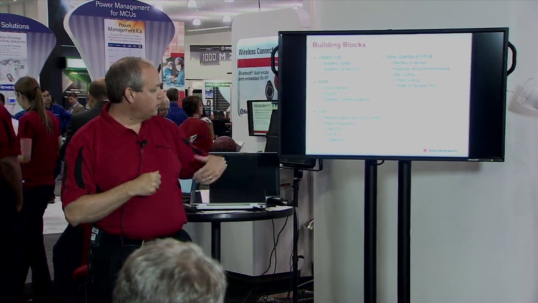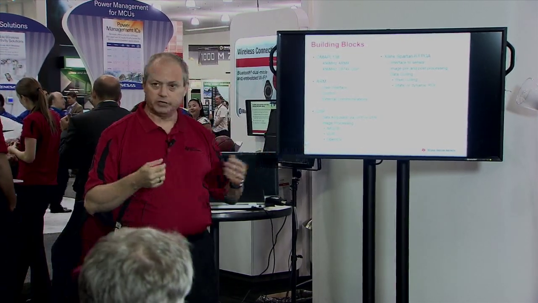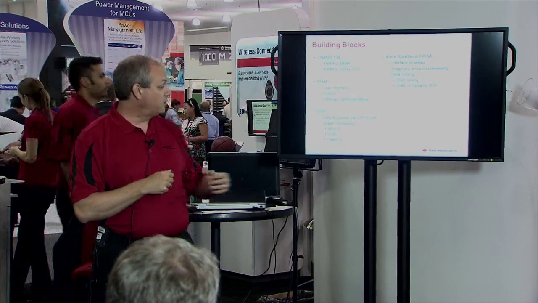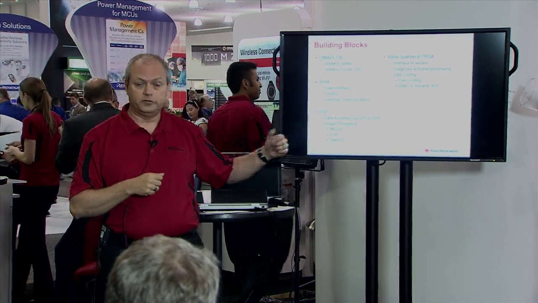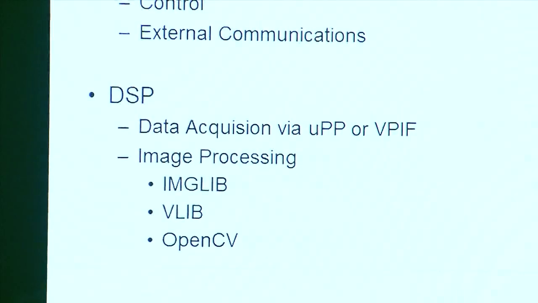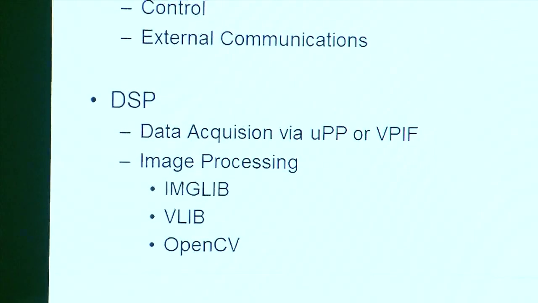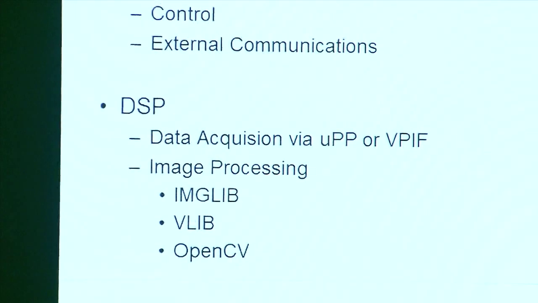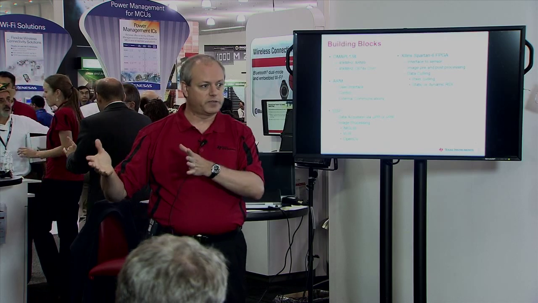Now, the DSP also has the ability to do, as we mentioned, image processing. A couple of the libraries that are available to customers who want to produce their custom machine vision application would be ImageLib and VLib. Those are TI libraries. And then there are also open source libraries like the OpenCV library that can be ported and run on the DSP. TI has even spent some time porting the OpenCV library, so you'd have to contact TI and find out availability of the open source OpenCV library for the DSP.